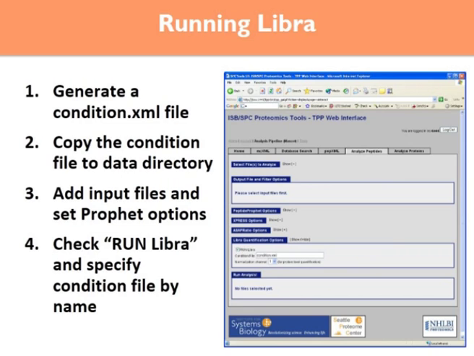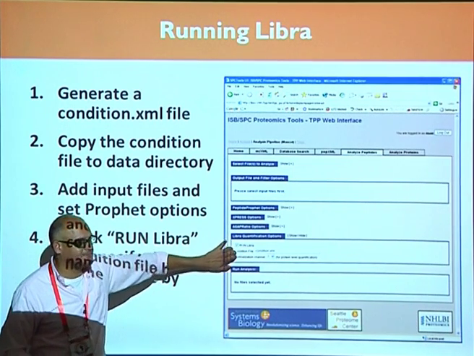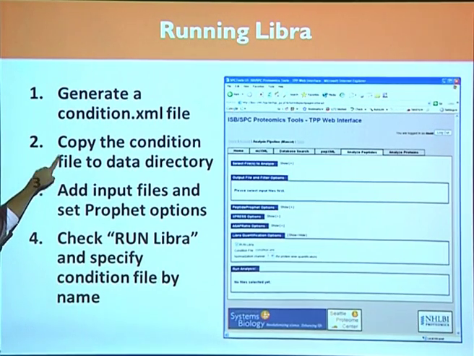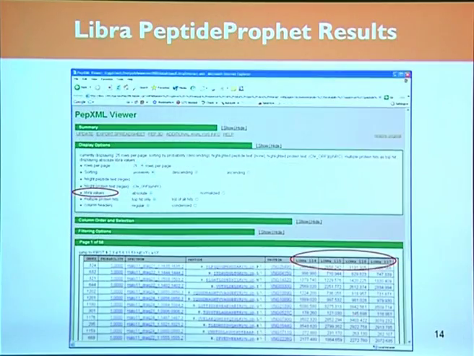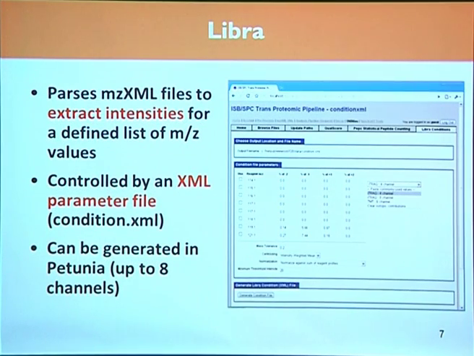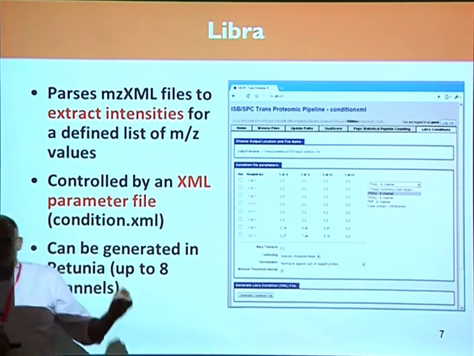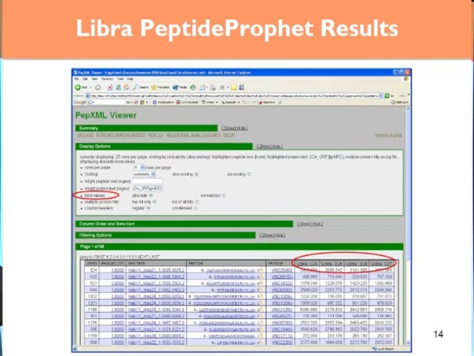In order to run Libra then, again, this is all done at the peptide level. So you go to Analyze Peptides, and there's a Libra section. As you can tell just from looking at this screenshot, there's not that many parameters because they all live inside a condition file. Petunia has a facility where you can actually generate your condition file and then specify it when you run Libra. You say, use this one file.